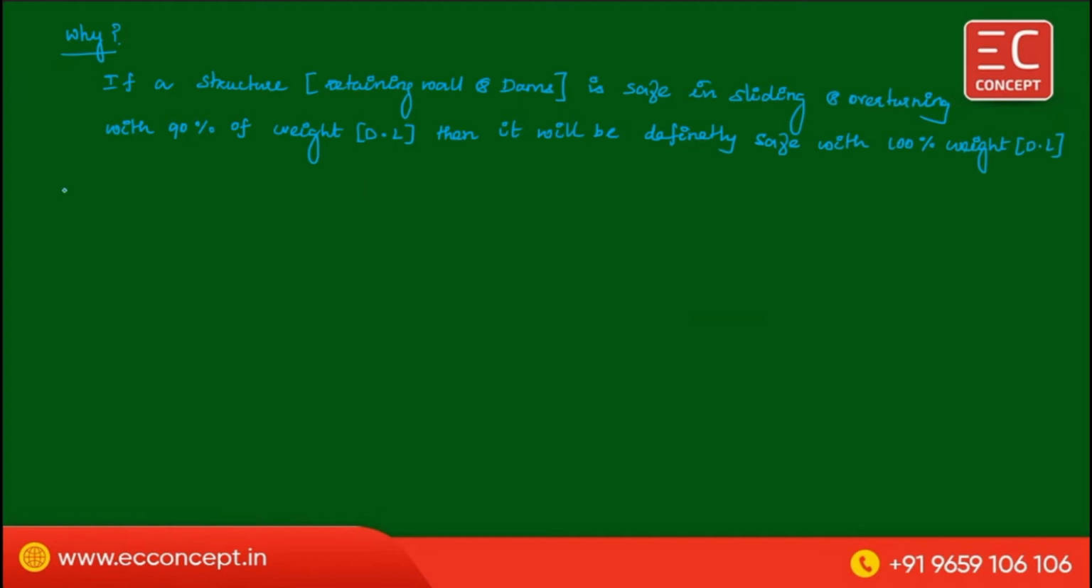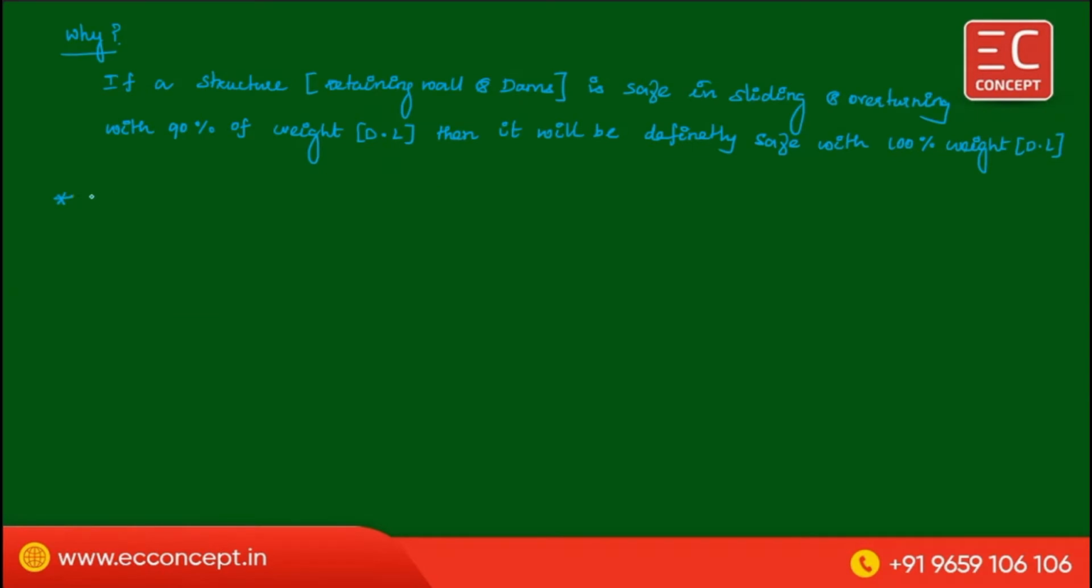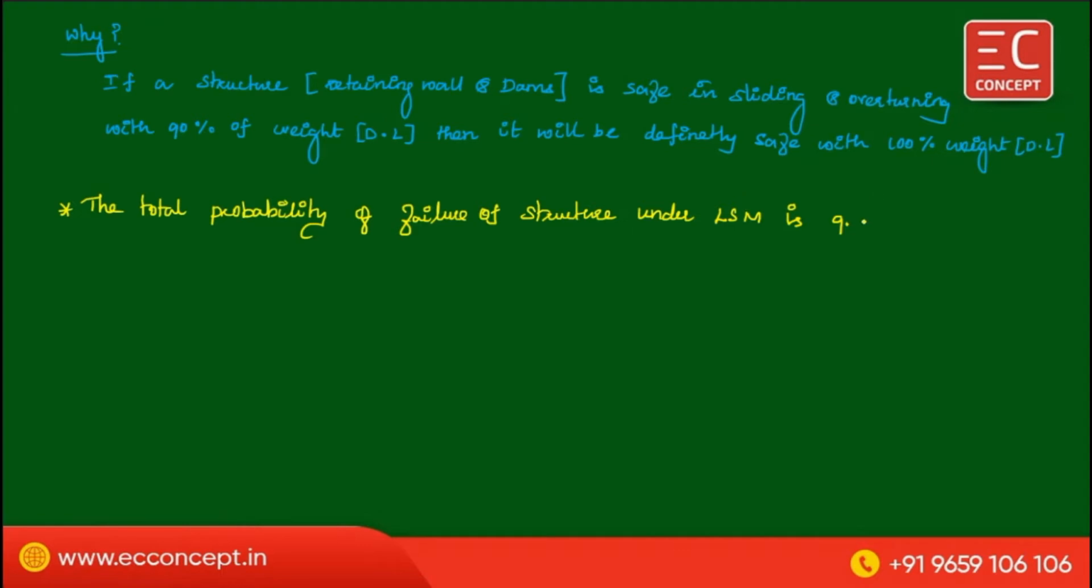The next one is a very, very important point under note number 4. The total probability of failure of a structure under the limit state method is 9.75 × 10⁻². So this is the probability.